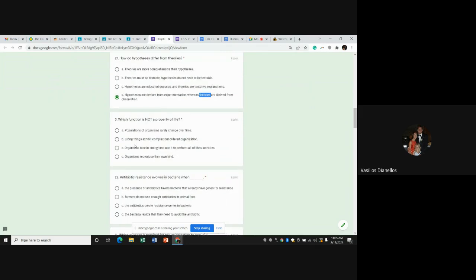Which function is not a property of life? You will probably get a question like this. Obviously, I'm going to change the wording, but basically to study for this, you should familiarize yourself with the textbook where it gives you the properties of life. And you should memorize them.